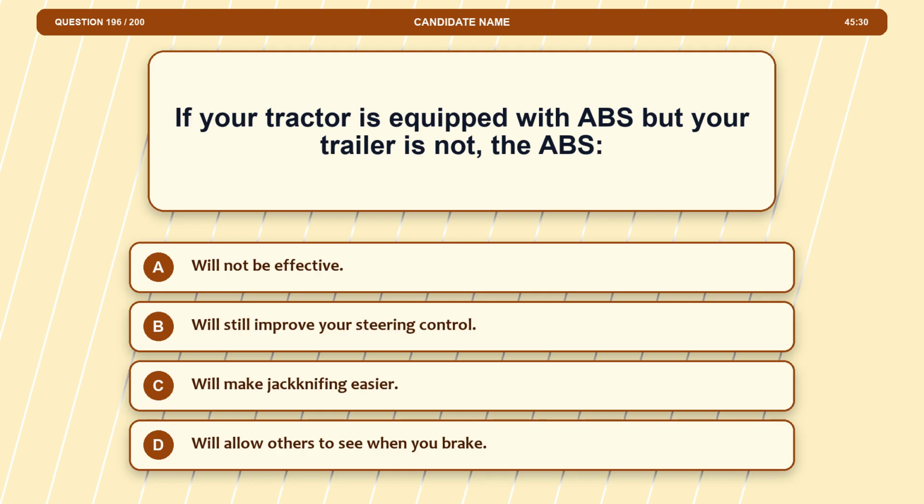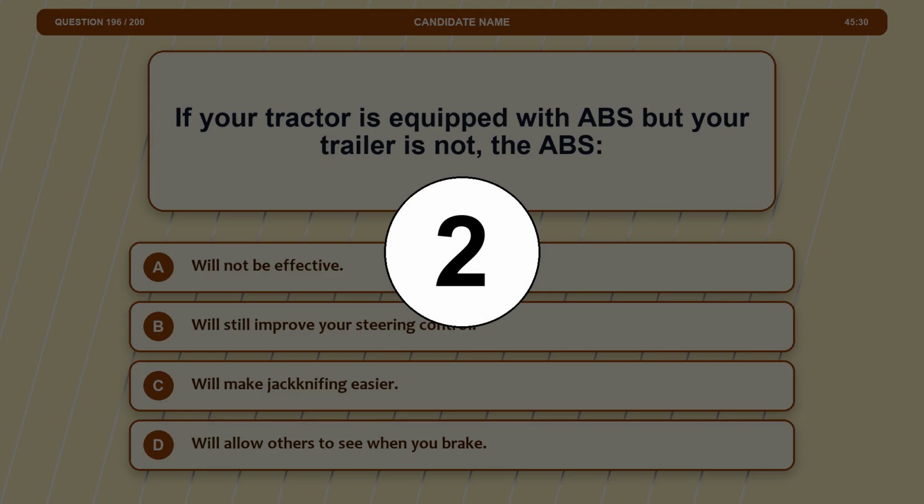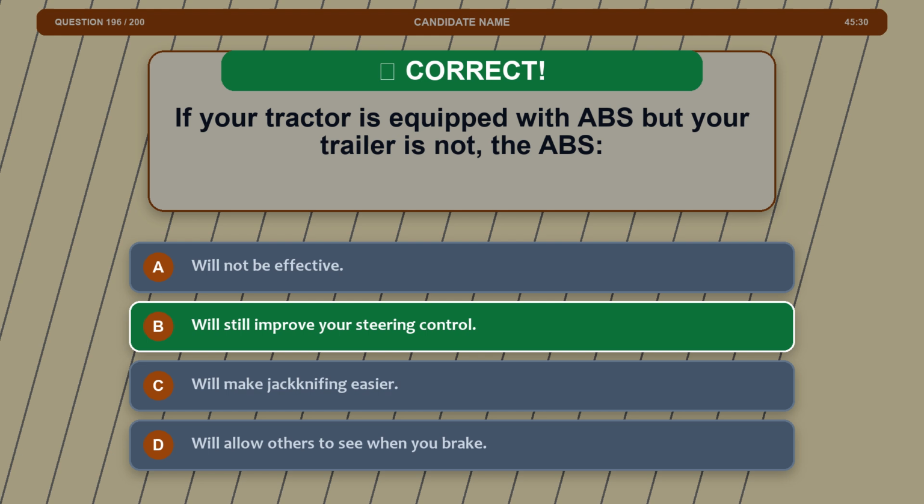Question 196. If your tractor is equipped with ABS but your trailer is not, the ABS Option A will not be effective. Option B will still improve your steering control. Option C will make jackknifing easier. Option D will allow others to see when you brake. The correct answer is option B.